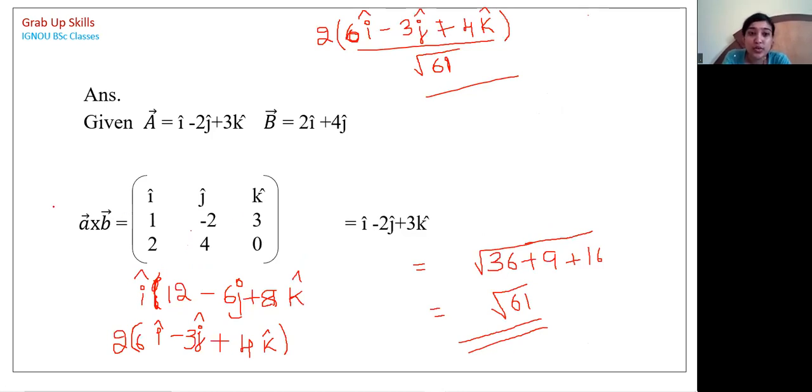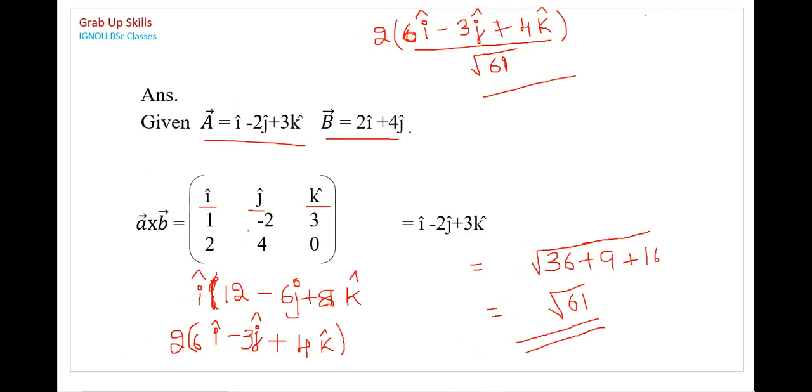So these are the two vectors that have been given to us. How will we write this in the form of a matrix? We'll write i cap, j cap and k cap. Now we will write the values. The A vector is i cap is 1, minus 2 j cap, and 3 k cap. And the B vector is 2 i cap, 4 j cap, and k cap is not given, so we will consider it as 0.